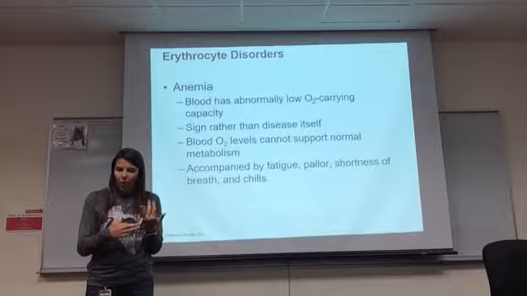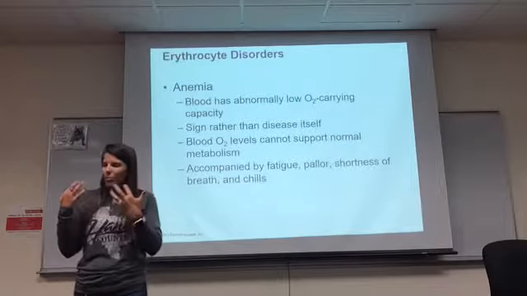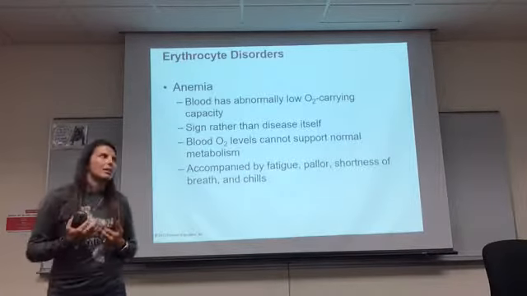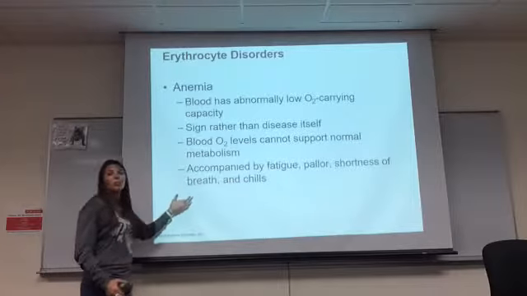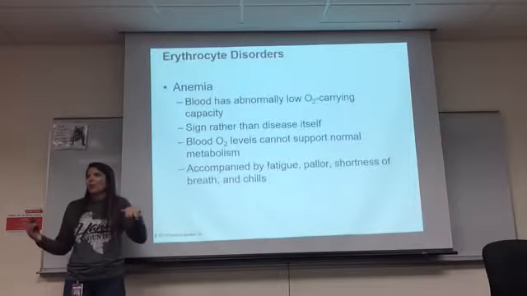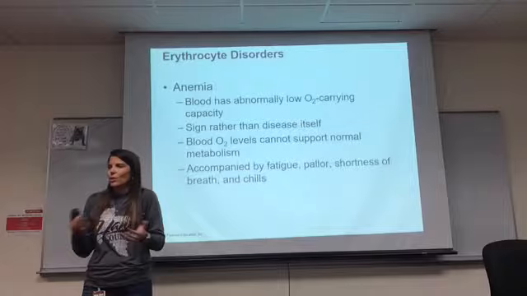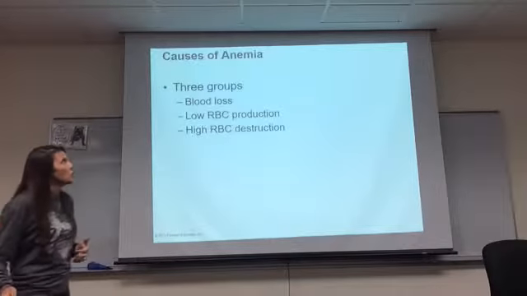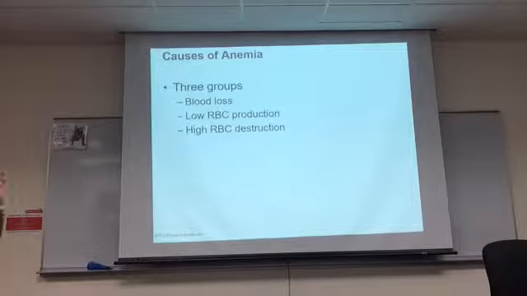We also see, followed with fatigue, that they have that white blanchish color, like that pallor that we discussed previously. Shortness of breath, chills, so they go from being really cold, but not like feverish chills, but just there's an issue. When we have anemia, we can group them.